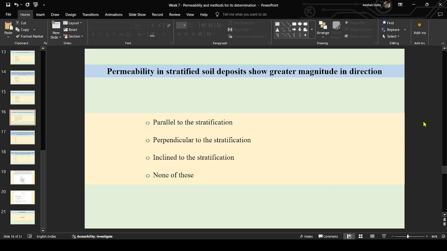Permeability in stratified soil deposits show greater magnitude in direction. First option, parallel to the stratification. Second option, perpendicular to the stratification. Third option, inclined to the stratification. Last option, none of these.